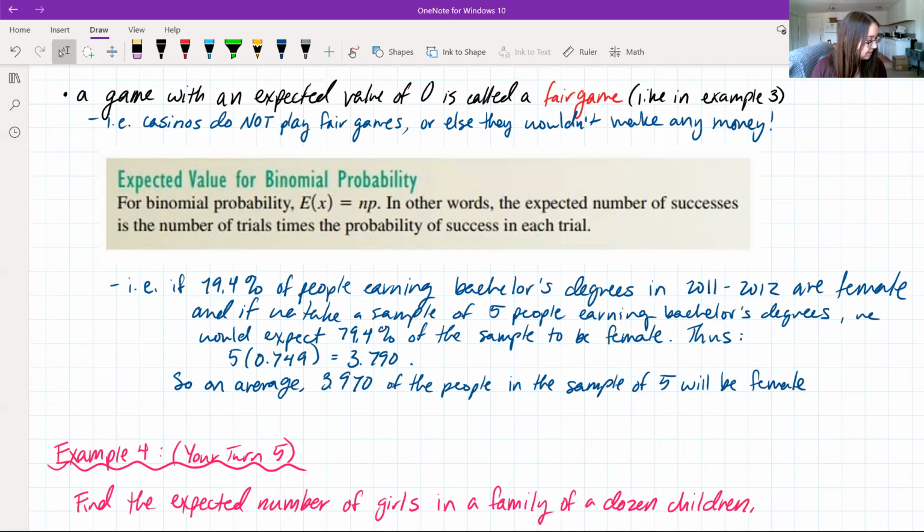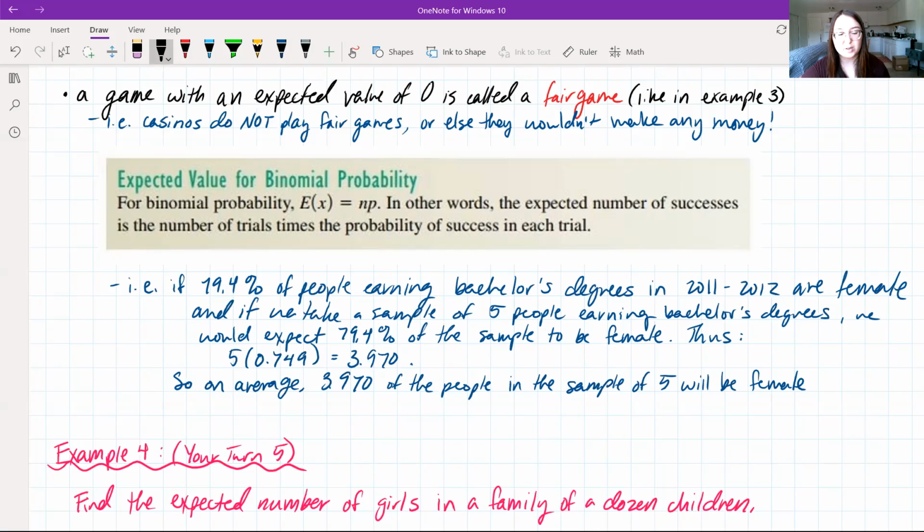I think I flipped the numbers here. Yes, it should be 970. Actually, I flipped that. So it should be 3.970. So on average, 3.970 of the people in the sample of 5 will be female. Obviously, we know we can't have 3.97 people. So this just means, once again, that in the long run, if we took many, many samples of 5 people over a long period of time, on average, we would have 3.97 people out of the 5 be female.